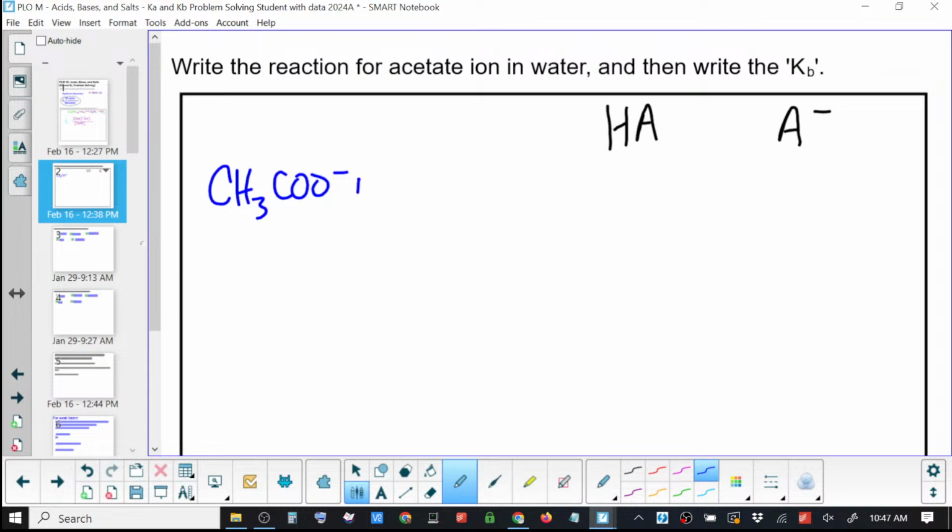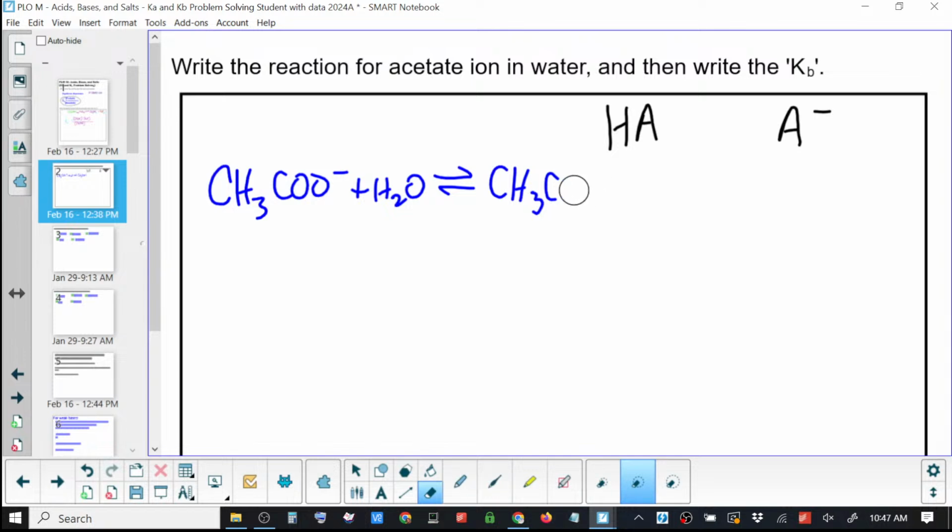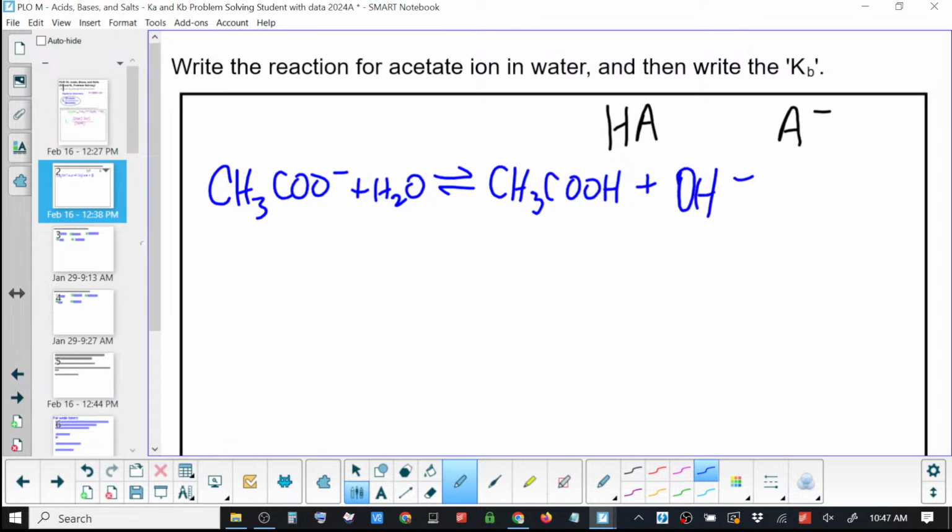Formula. Water plus water goes to... CH3COOH. Excellent. Plus hydroxide. Excellent. Volunteer, what would the Kb then be?